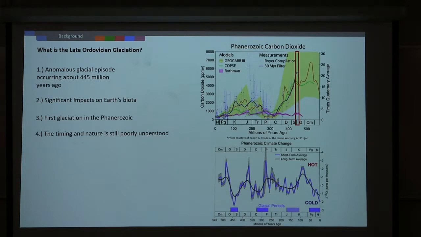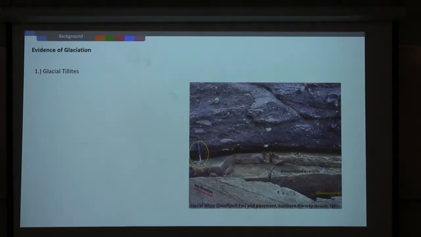It's also a glaciation whose timing and nature is still very much poorly understood. And so Adam and I were hoping to tackle that a bit in our study. So overall, what is the evidence of glaciation? Well, first and foremost are glacial tillites.